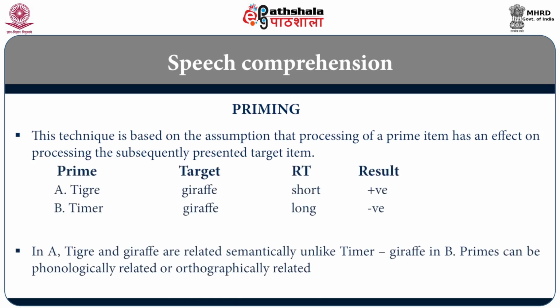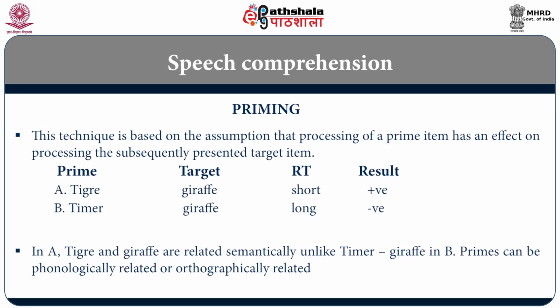You will see under the title prime, under A, item A, tiger, and the target is giraffe. Suppose you are shown tiger or you hear tiger, your ability to respond to giraffe, saying it's a meaningful word or whatever it is, is much quicker. And this is positive priming. In other words, tiger and giraffe are semantically related. And so hearing tiger makes you go to the word giraffe in your mental lexicon and quickly respond by pressing a button or whatever it is.